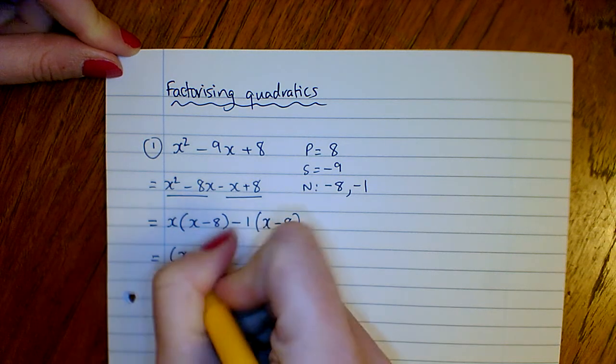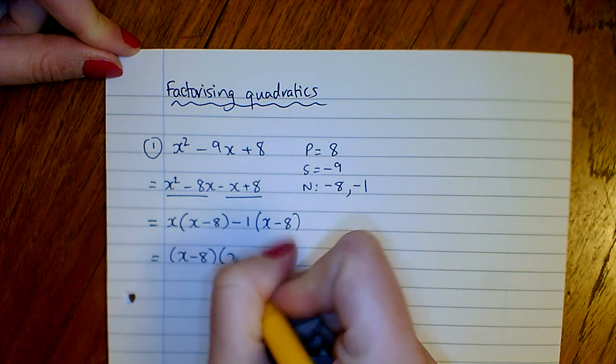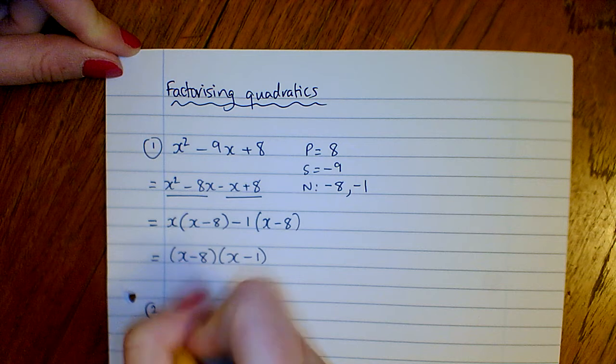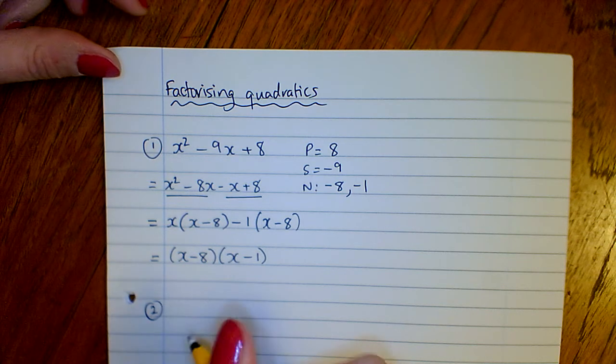Then remember, we'll have a common bracket, and our other bracket is made up with the terms on the outside, so the x and the minus 1. So that's the most basic type when it starts x squared.